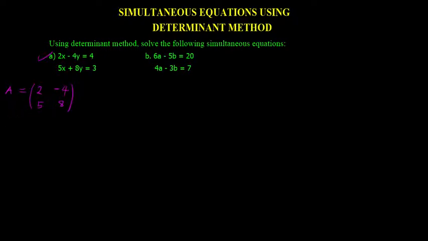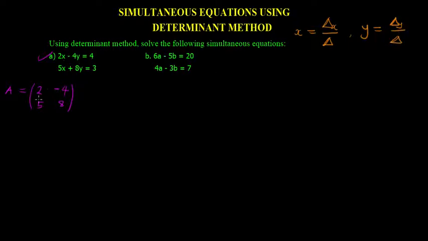Let's not forget, what is the formula if we are solving simultaneous equations using the determinant method? Remember, in our simultaneous equations, we always look for the variables x, y, a, b, depending on the situation. So for the variable x, x will be equal to the determinant of the matrix involving x, all over the determinant of the matrix, and y will be equal to the determinant of the one involving y, all over the determinant of the matrix.